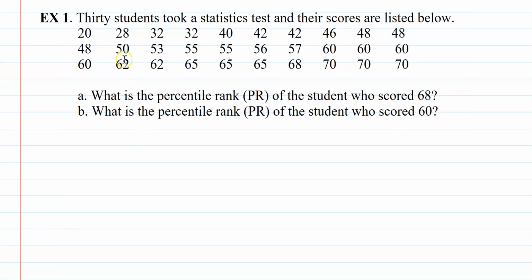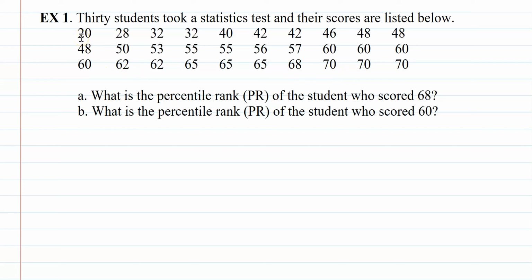Here is our example. 30 students took a statistics test and their scores are listed below. So we have here the scores 20, 28, 32, 32, 40, 42, 42, 46, 48, 48, 48, 50, 53, 55, 55, 56, 57, 60, 60, 60, 60, 62, 62, 65, 65, 65, 68, 70, 70, 70. So these are the scores of 30 students.